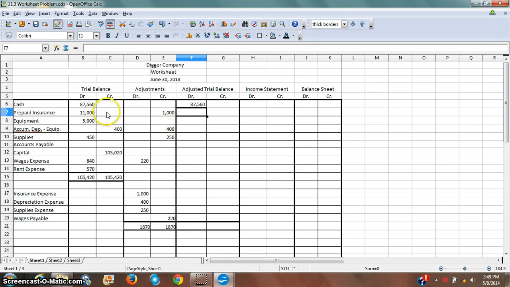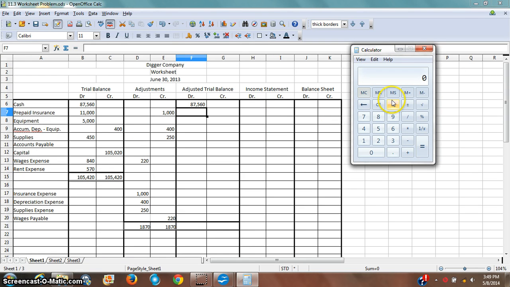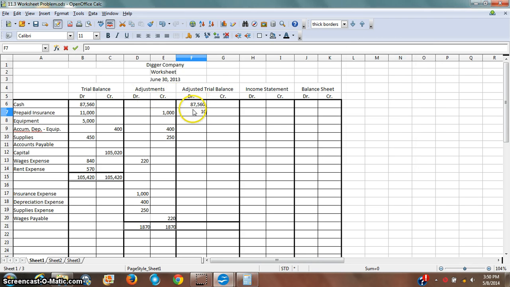87,560. There's that. And then for this next column, we've got something in the debit column here and something in the credit column here, and so we're going to subtract it. And I'll do this on my little calculator. 11,000 minus 1,000 equals 10,000. There it is, 10,000 in the adjusted trial balance column. Now there's only one equipment, so 5,000.